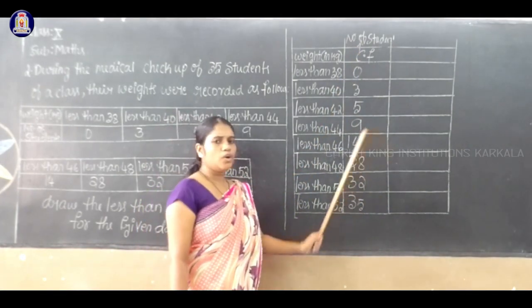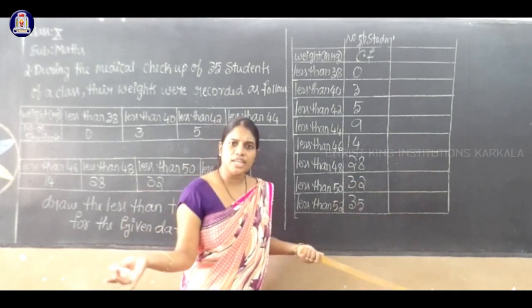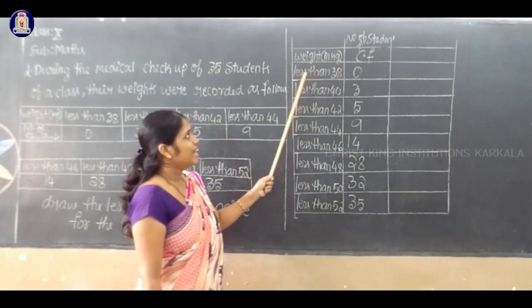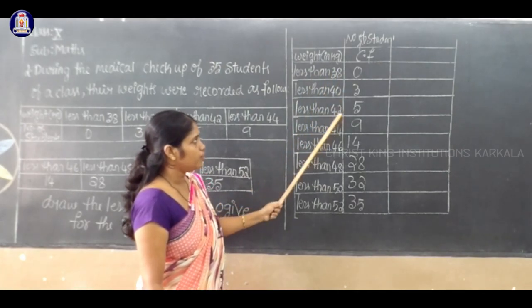So now here we need not convert anything. Actually, we want the values of this. See, less than 38, 40, 42, 44.